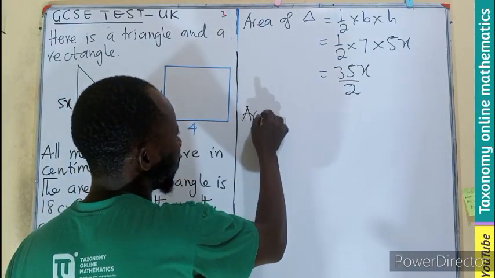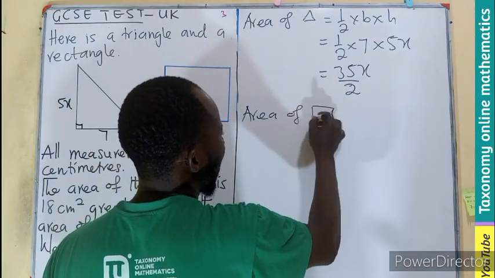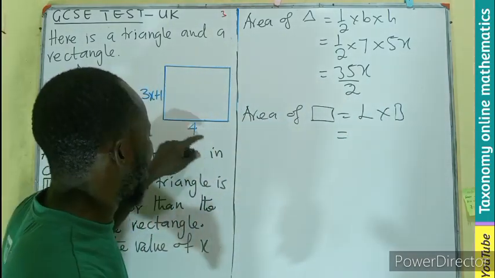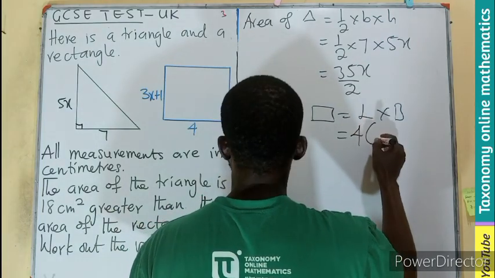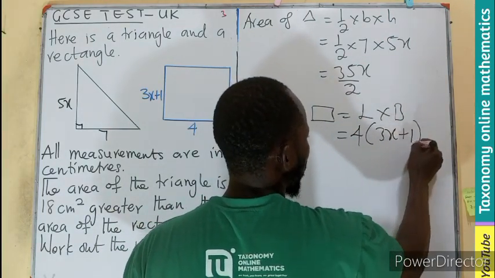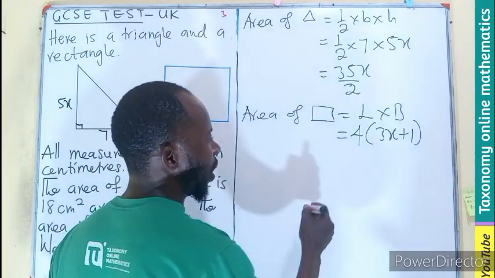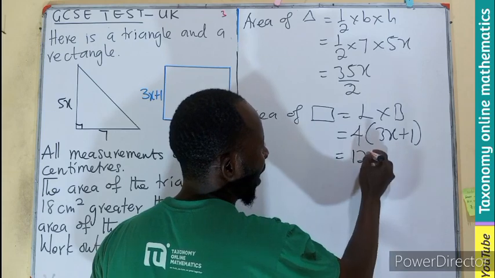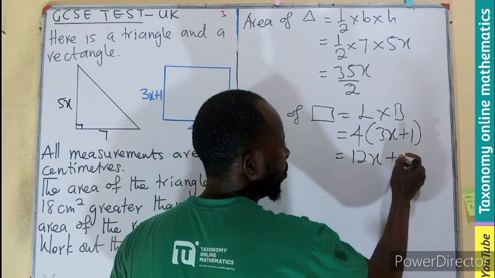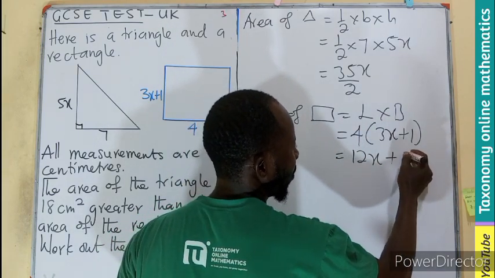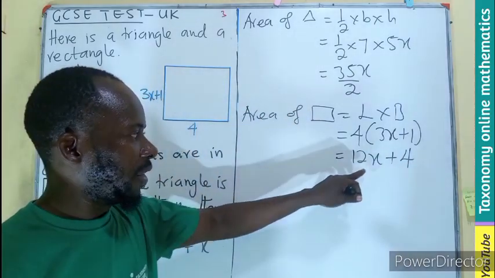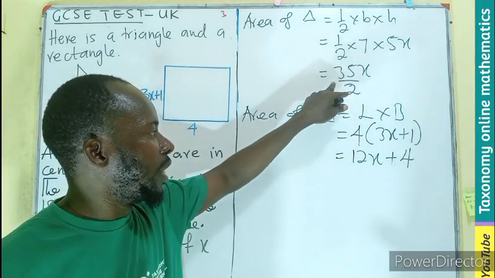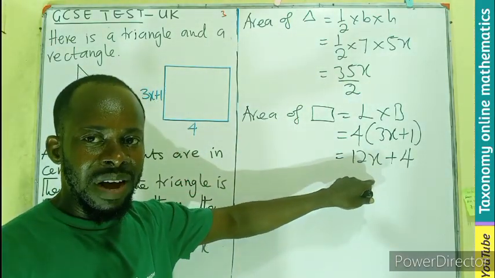Then we deal with the area of the rectangle as length times breadth. So what will be the length? The longer side, 4. The breadth is 3x plus 1. We can expand this as well: 4 times 3x will be 12x. 4 times 1 will be what? 4. So I can have 4 there. So this area plus 18 gives us this. That's the concept. Or this minus the 18 will give us this.